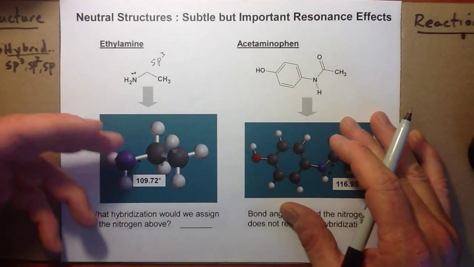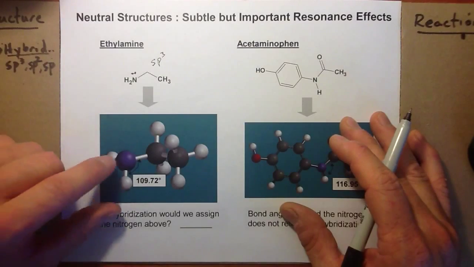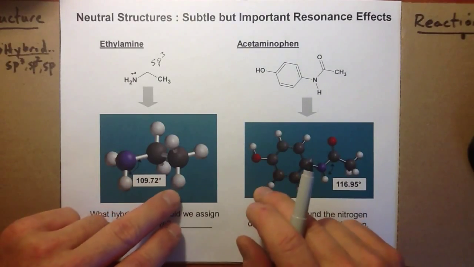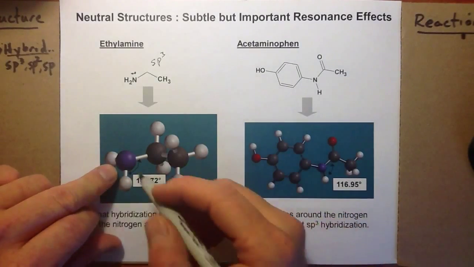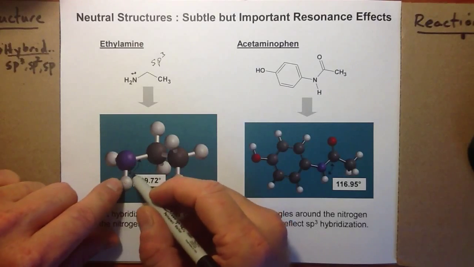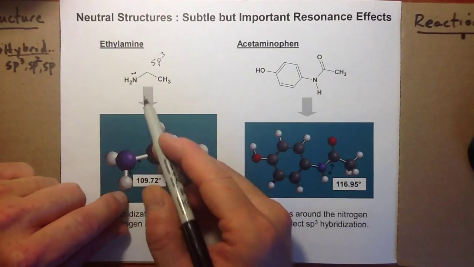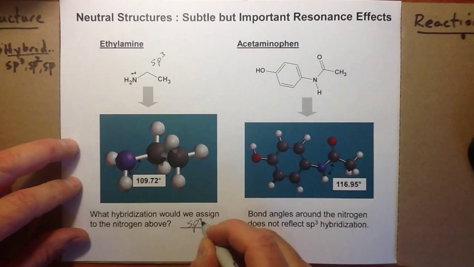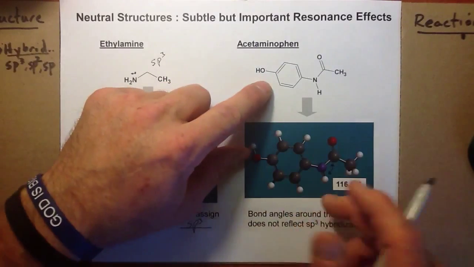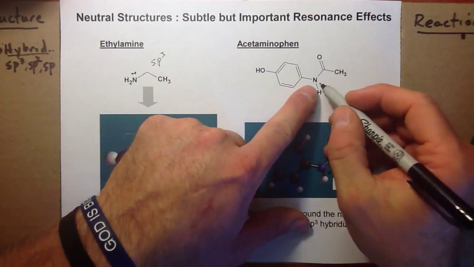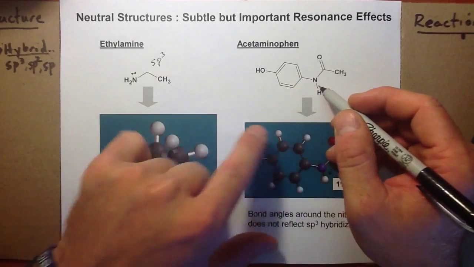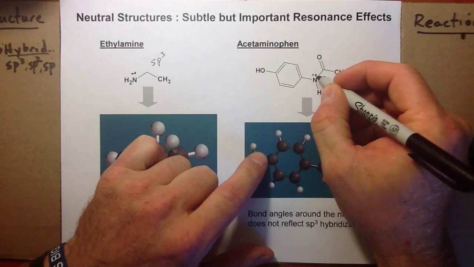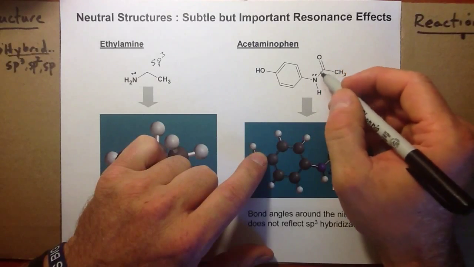So the ball and spoke model, which was created using computer modeling, reflects this sp3 hybridization. The nitrogen has bond angles between the H and this carbon that are near 109. So we can say the hybridization above is indeed sp3. But when we look at acetaminophen and model that, this nitrogen does not reflect sp3 hybridization like this one. Well, why not? First of all, it'd just be good to notice that we do have neighboring p orbitals.